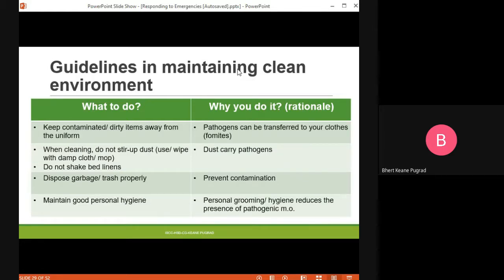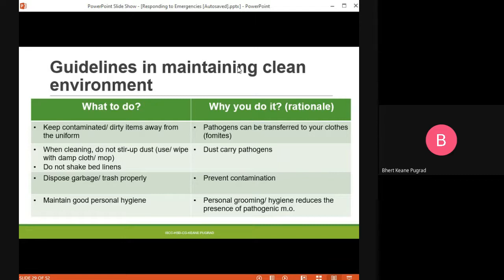Ano pa? Keep contaminated dirty items away from the uniform. Okay? That is to prevent the pathogens being transferred to your clothes. Another is pwede ka rin gumamit ng apron. For example, you change the patient's bed linen. Do not carry the soiled bed linen in close contact to your body. Kaya dapat at least merong space pa rin between the soiled linen sa iyong uniform para hindi madumihan, para hindi maging contaminated yung iyong uniform.